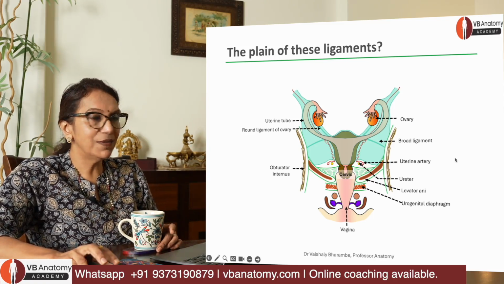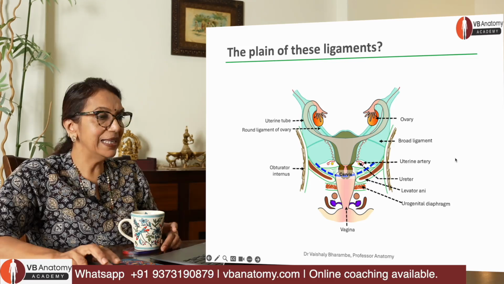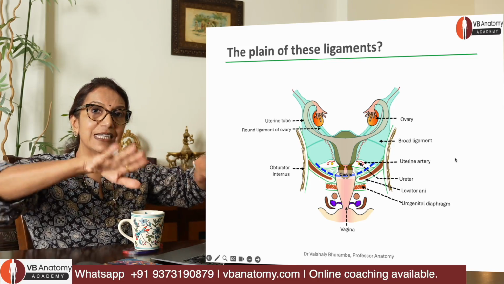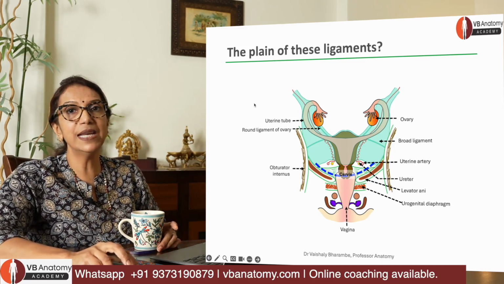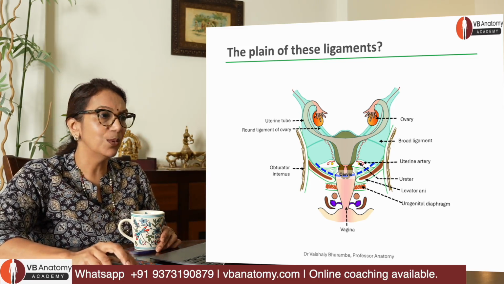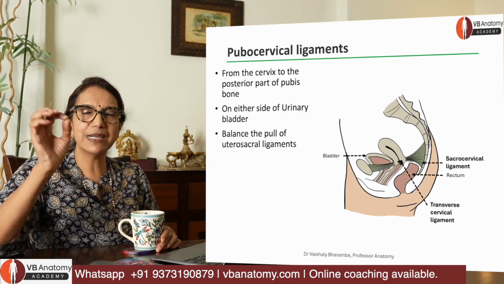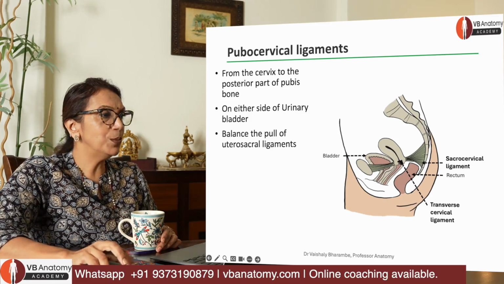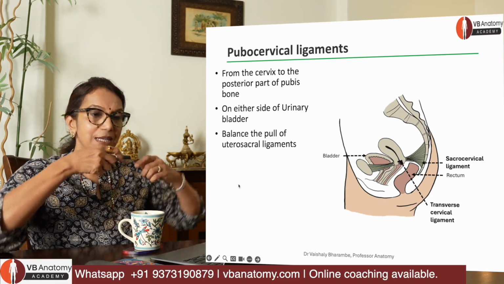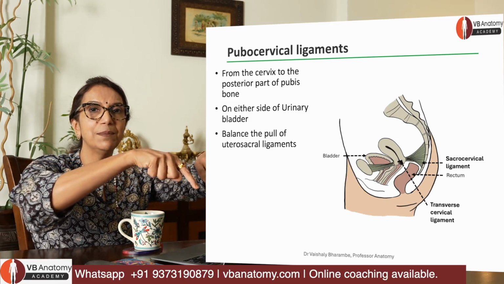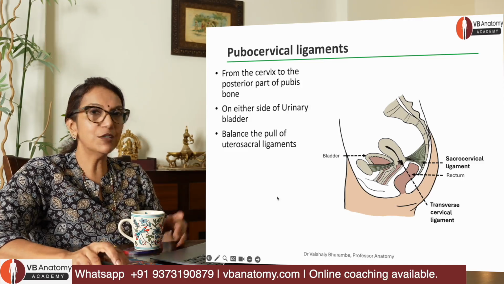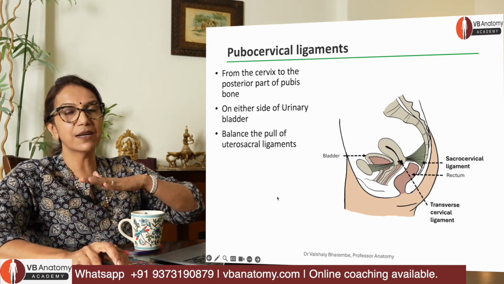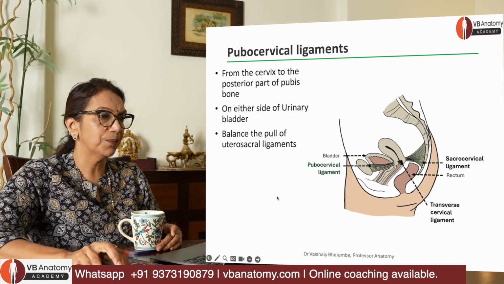So here, if this is your cervix, then in this plane, just above the levator ani, is this set of 3 ligaments that I spoke about. Okay, let's learn about these ligaments in brief. Pubocervical, going from the cervix around the urethra and urinary bladder, anchoring onto the pubic bone anteriorly. Its pull is balanced by the uterosacral ligaments posteriorly.